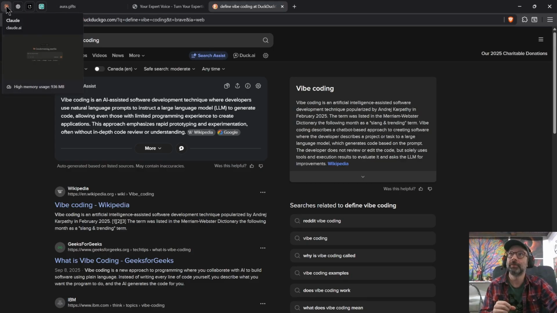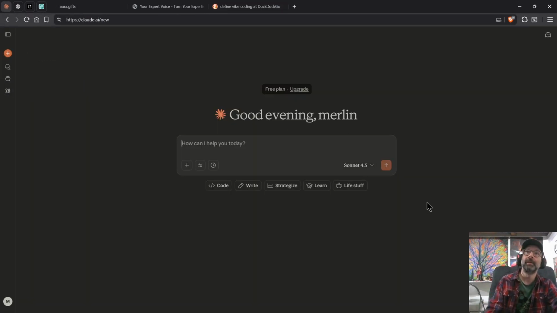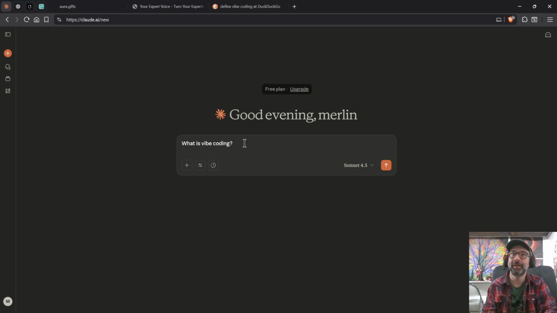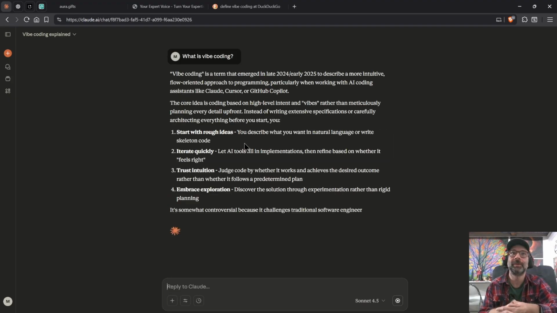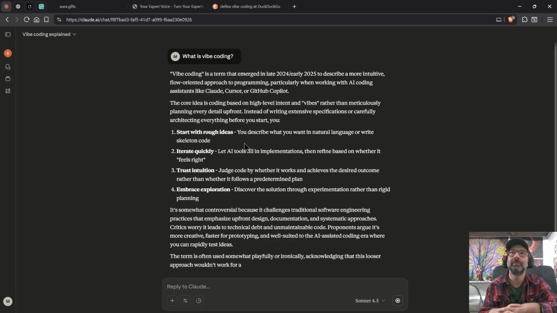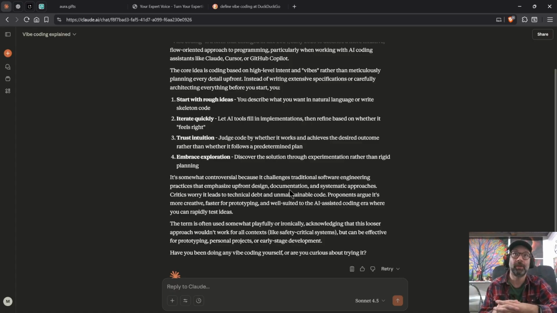Now, let's go over to Claude here, and let's actually get AI's version of what is vibe coding. Let's get the AI's take on this. Vibe coding is a term that emerged in late 2024, early 2025 to describe a more intuitive, flow-oriented approach to programming, particularly when working with AI coding assistants like Claude, Cursor, and GitHub Copilot. I haven't tried Copilot yet, but I'd like to give it a shot at one point. But definitely Claude and Cursor are both quite effective.